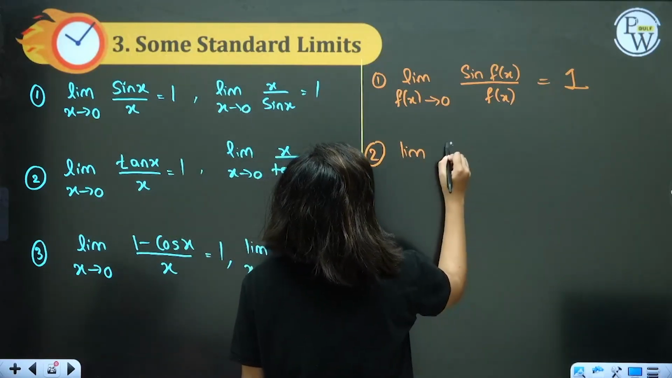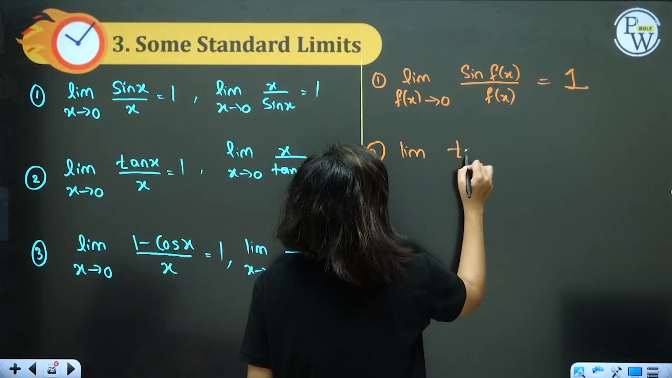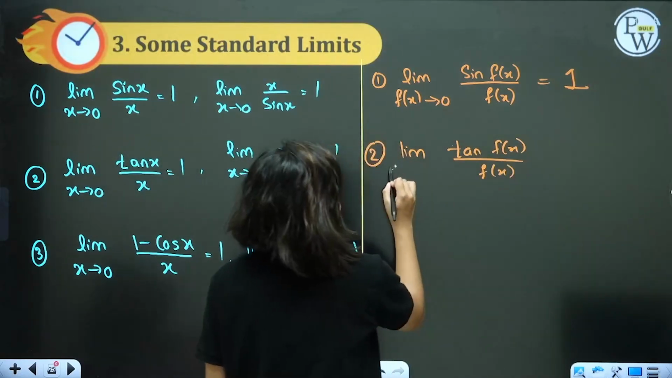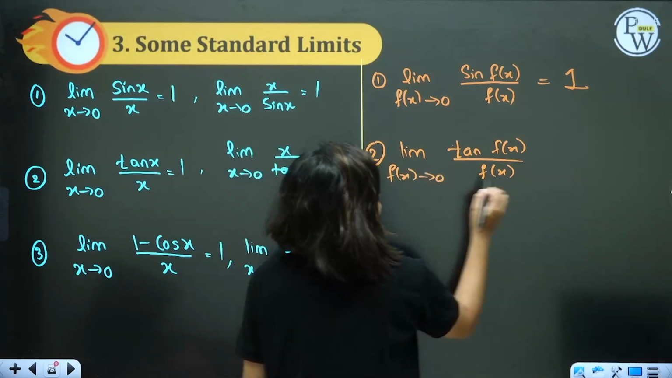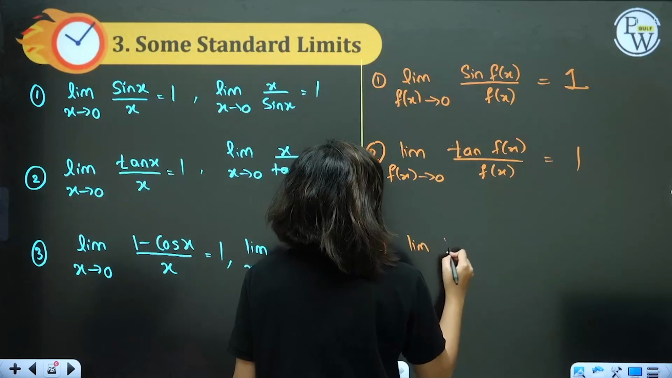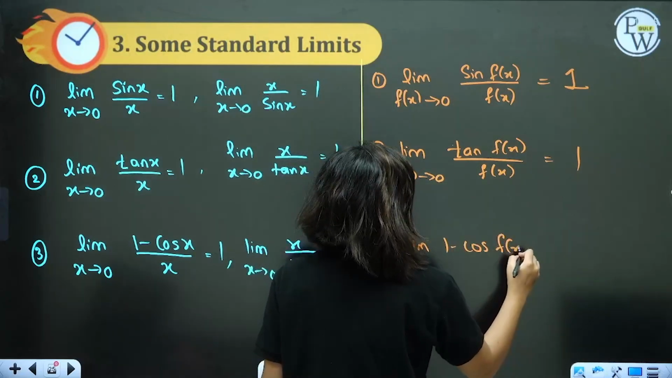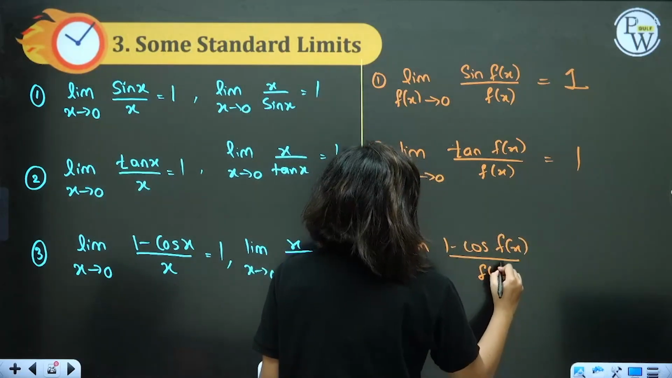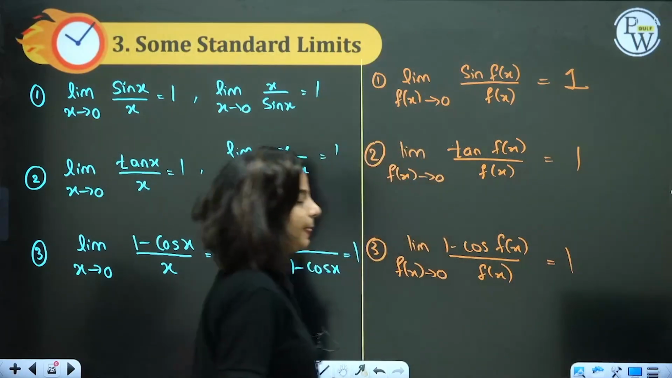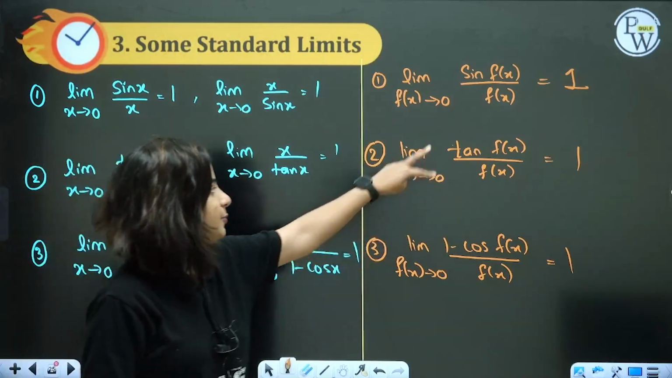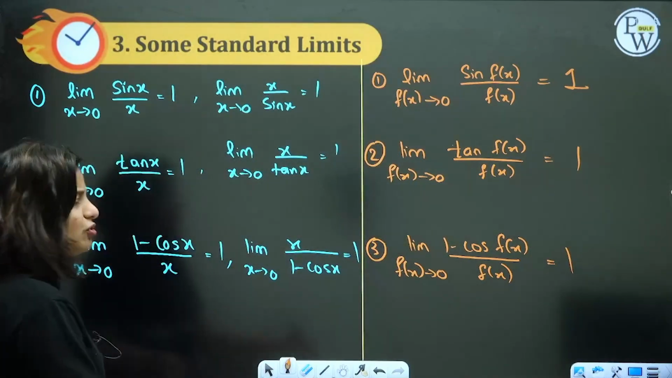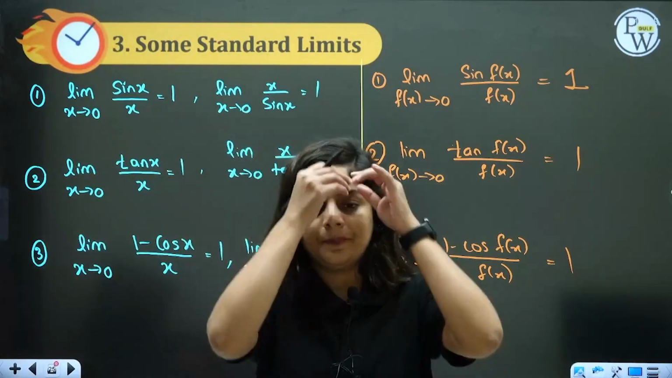Limit, if you have instead of sin x now, tan of f of x upon f of x, and this f of x is going to 0, even then the answer will be 1. And third case, same, 1 minus cos f of x upon f of x, where f of x is going to 0, will be 1. People, please remember the reciprocals are also true. So you may write it if you want, but if you have understood, no need of writing it again.